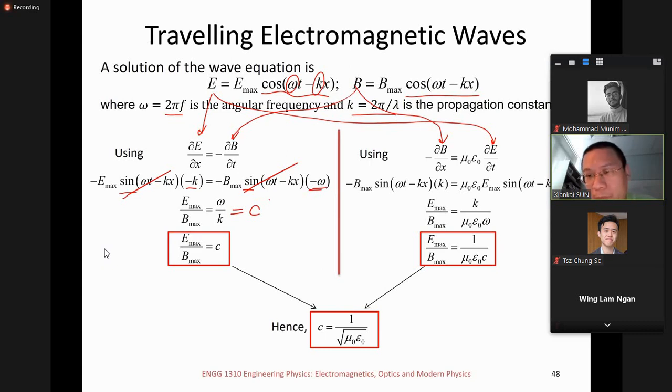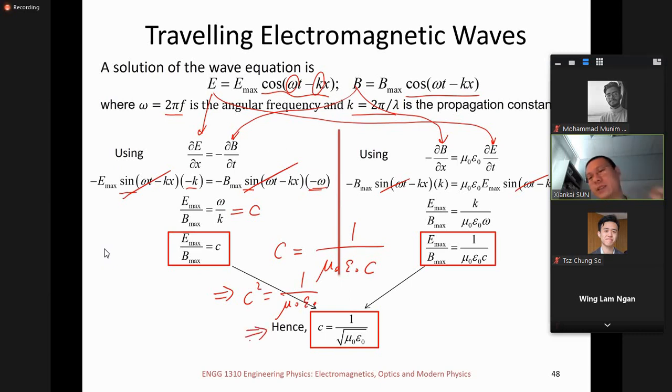On the right-hand side, similarly, this sine and sine cancel out. So based on this equation, you eventually have E max over B max equal to k over mu naught epsilon naught omega. Yes? So you finally get E max over B max equal to 1 over mu naught epsilon naught c. So that means c is equal to 1 over mu naught epsilon naught c, so c square is equal to 1 over mu naught epsilon naught. So you get the expression for c: c equal to 1 over square root of mu naught epsilon naught.